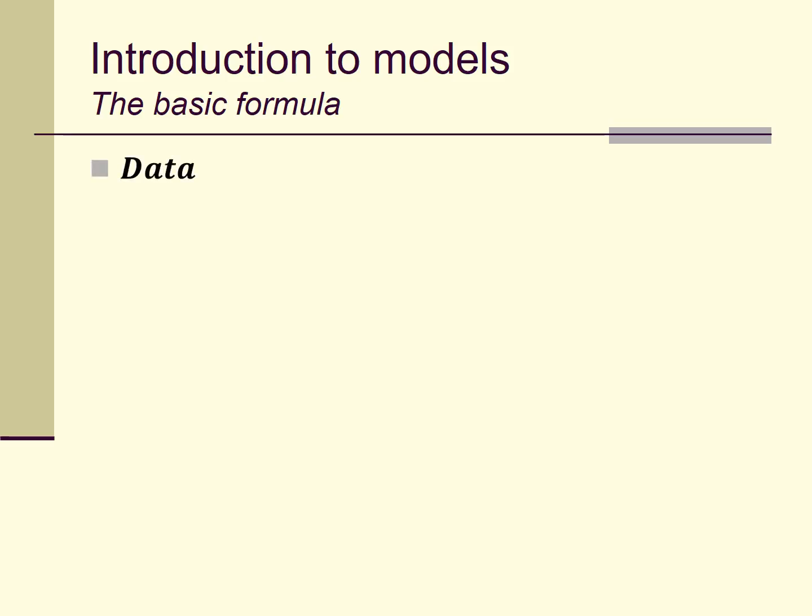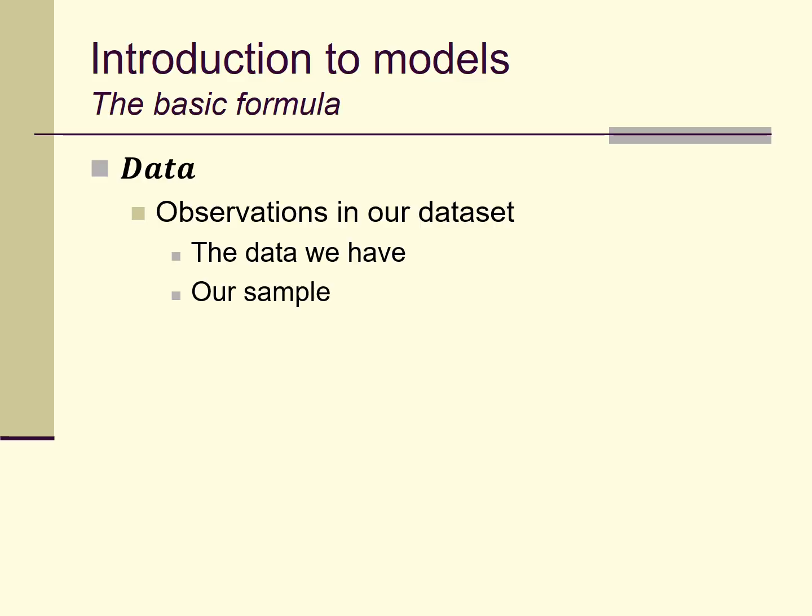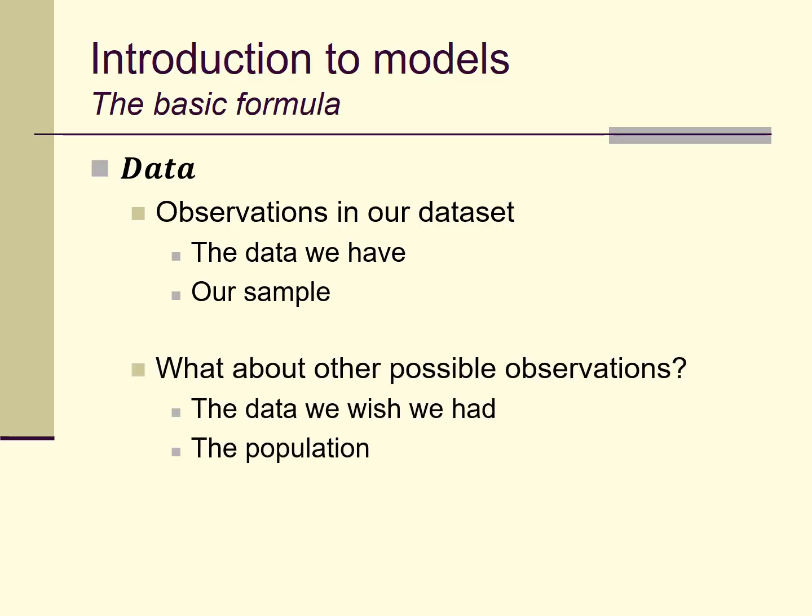So the data that we have, these are the observations in our data set. They're the sample that we've drawn. And although we care about the people in this sample and we're interested in this particular data, of course we're also really interested in the other possible observations that we could have, the other samples we could have drawn from the entire population, or indeed the entire population itself.